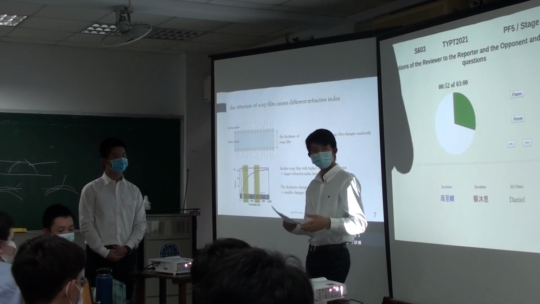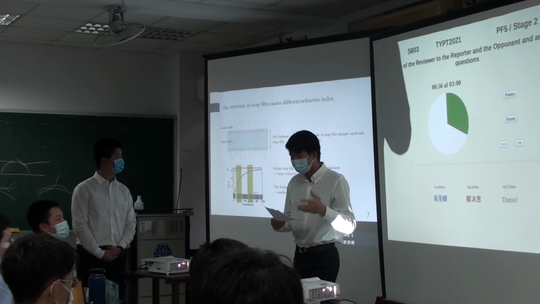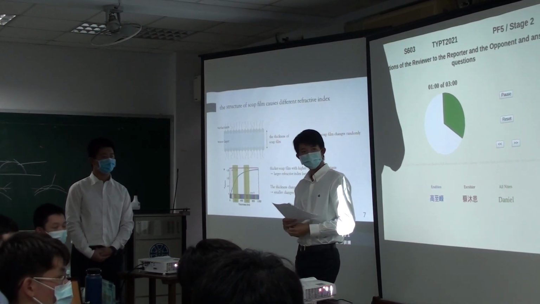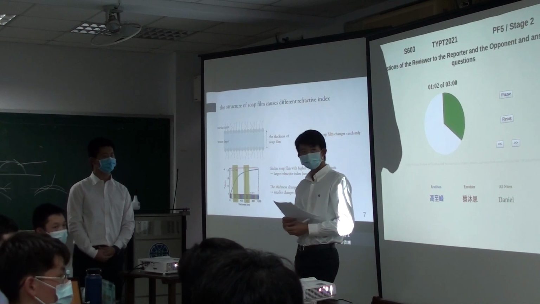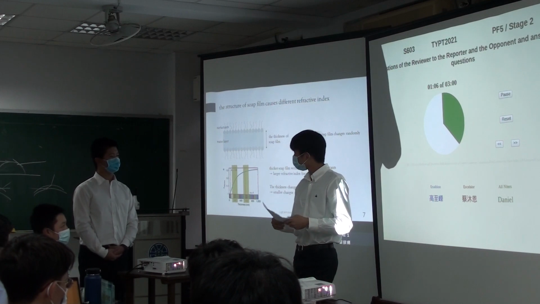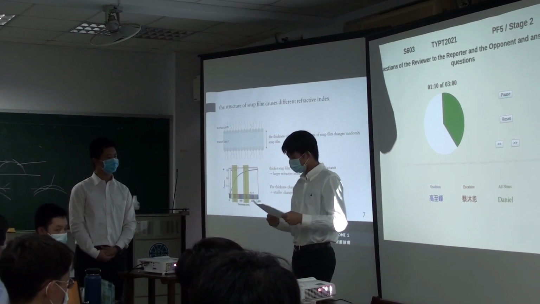Question for both of you. Could you please repeat the question? How does the thickness alter the index of refraction? Oh, when the thickness increases, the refractive index will get closer to water, which is 1.3. Yes, I also agree with him. Okay.